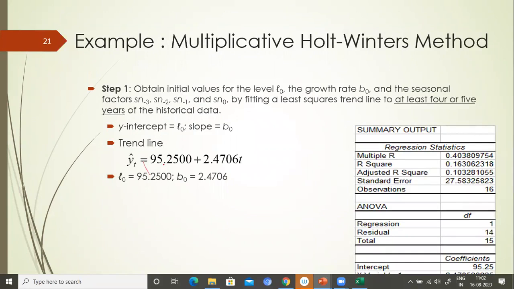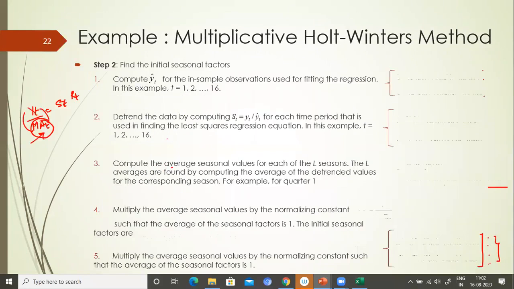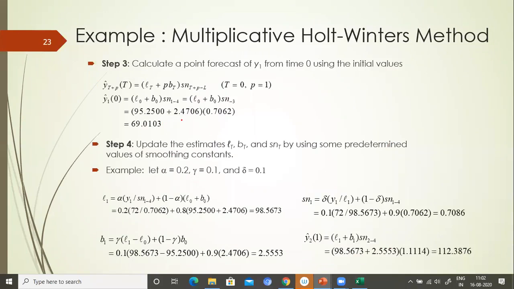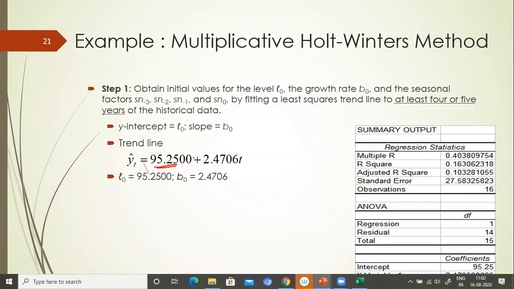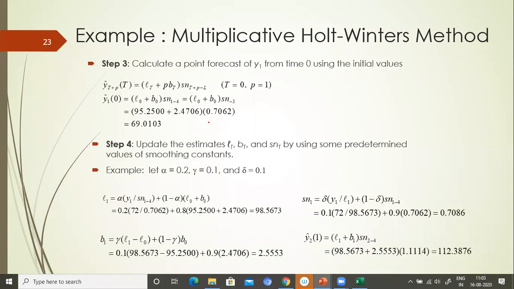In this case, it's 95, because 95 is the data point given here. I'm sorry, 95 is this one, 95.25. B0 is again this one, 2.47, multiplied by the first seasonal value, which is 0.7062. So you get 0.69, right?